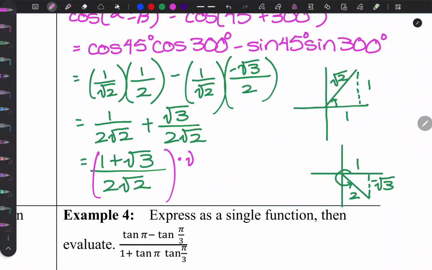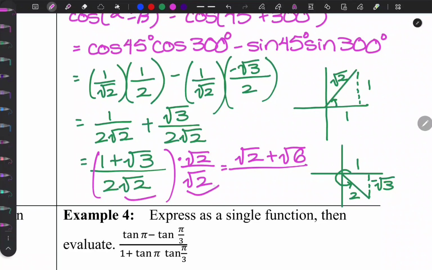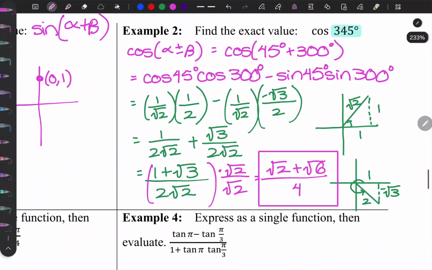So why don't we multiply it by root 2 over root 2, and I'll try and slide it in on the right here. We'll have root 2 plus root 6 over our root 2 times root 2 will become 2, so 4 in the denominator. So this is our simplified exact value, so no calculator needed, starting with an angle 345 degrees where we really didn't have a way to find an exact value, but breaking it into 2 nicer angles allows us to do that with the help of the identity.